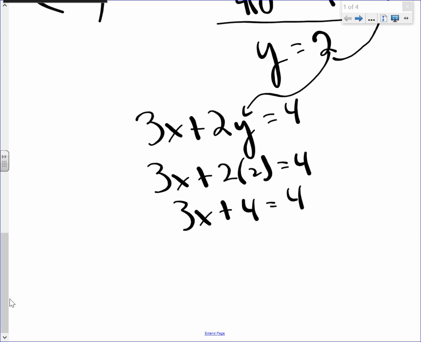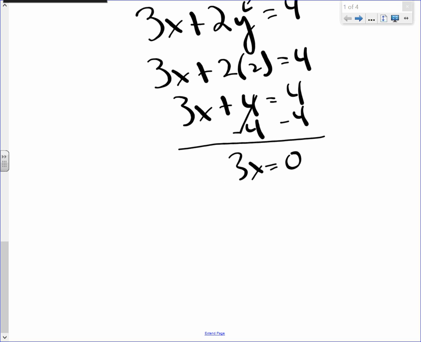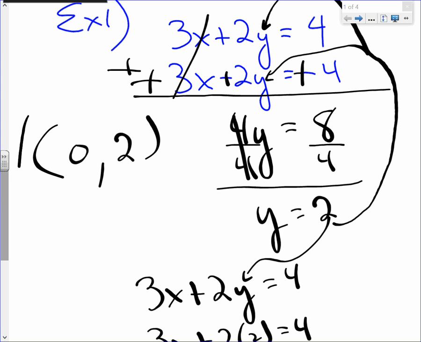Let's get x by itself. We'll subtract 4 from both sides. So 3x equals 0. We divide by 3 now to get x by itself. What's 0 divided by anything? 0. So x is 0. We already figured out y, right? Y was 2, so the solution is (0, 2). Look at that.